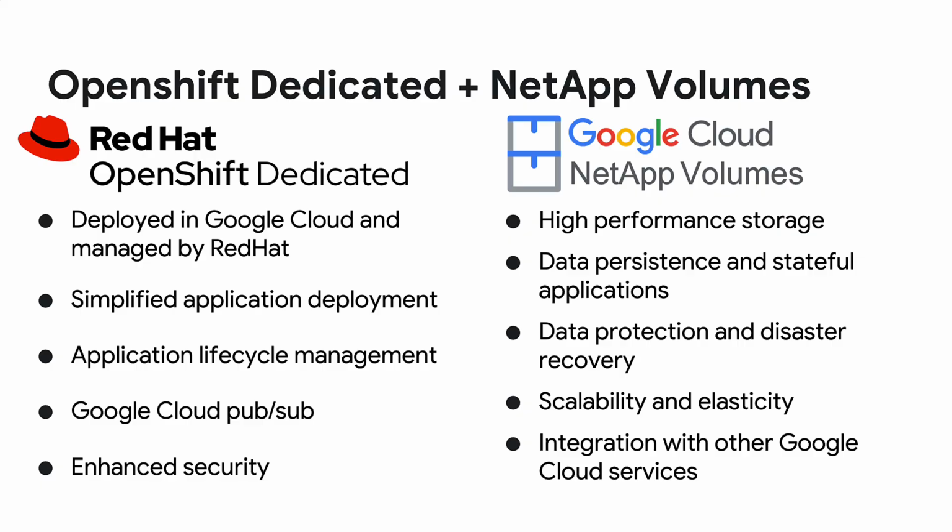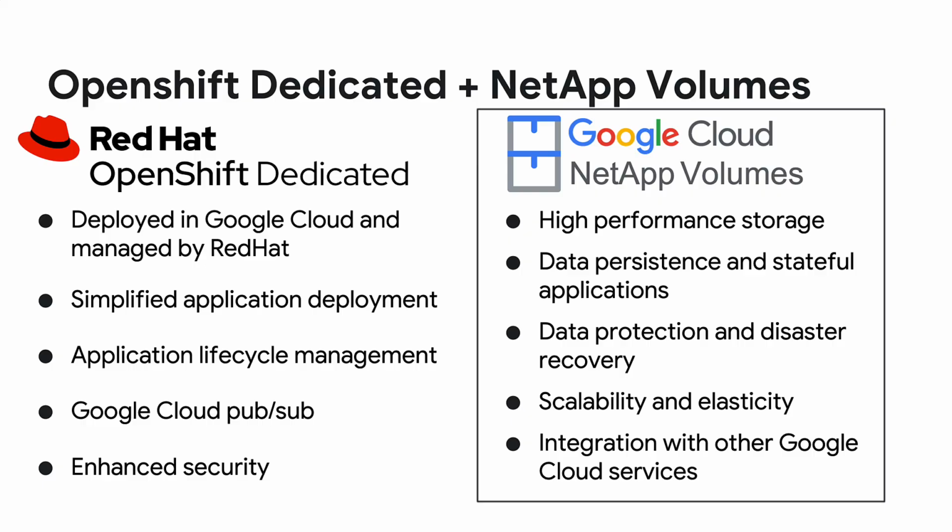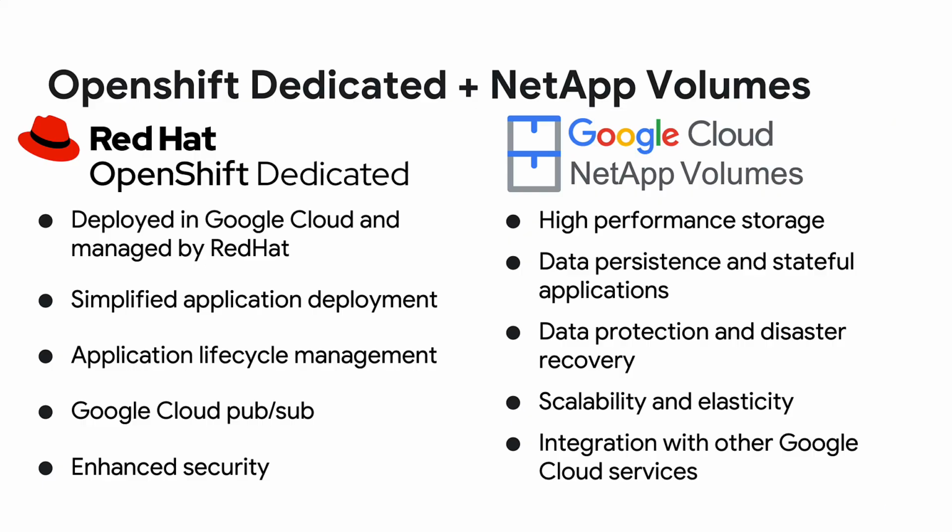NetApp Volumes is a Google service that provides high-performance storage solutions for Openshift stateful applications and many other workloads. It offers low latency access, high IOPS, and high throughput, ensuring that your applications can handle demanding workloads with ease. It also offers advanced data protection and disaster recovery features, and the volumes can scale and grow with your Openshift deployed applications' needs. Pairing the scalability and flexibility of Openshift Dedicated with the unmatched reliability and performance of Google Cloud NetApp Volumes provides an exceptional experience for your customers.